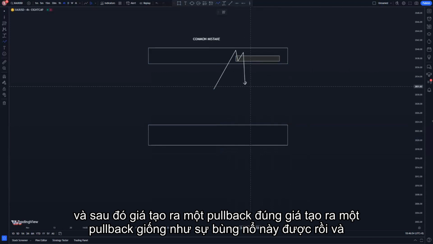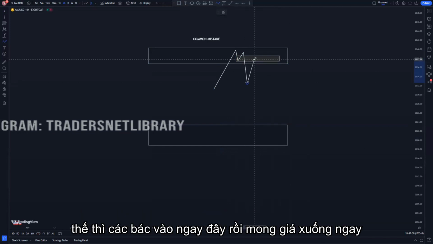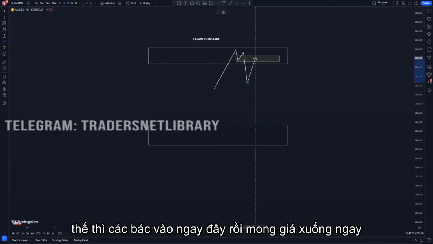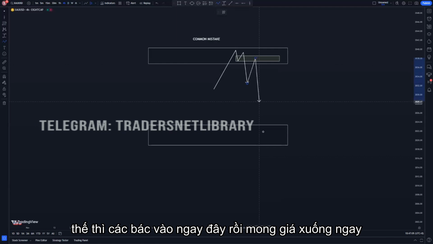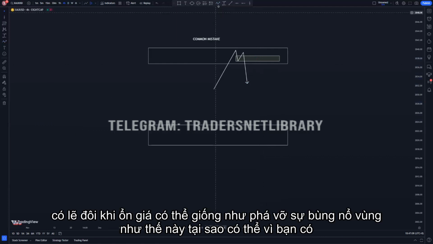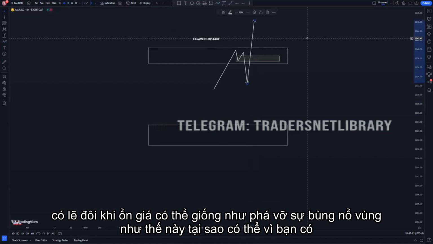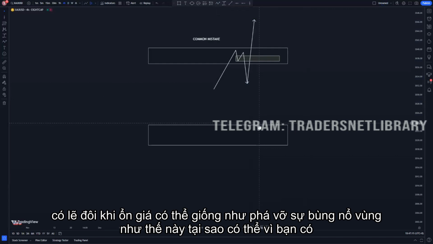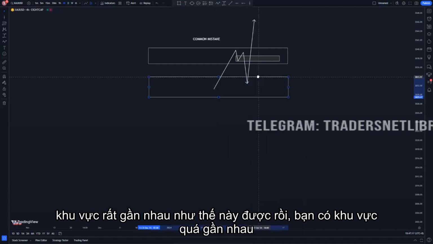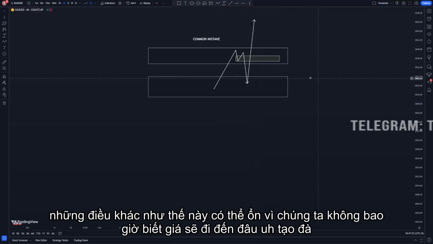And then the price makes a pullback like this. Boom. And then you enter right over here, expecting the price to go down, right? Maybe sometimes the price can just break the zone. Boom, like this. Why? Maybe because you have zones that are so close to each other like this.